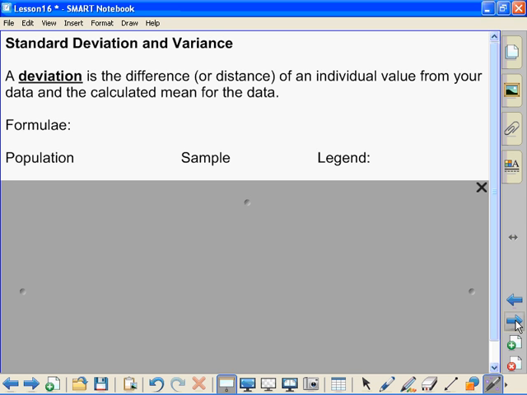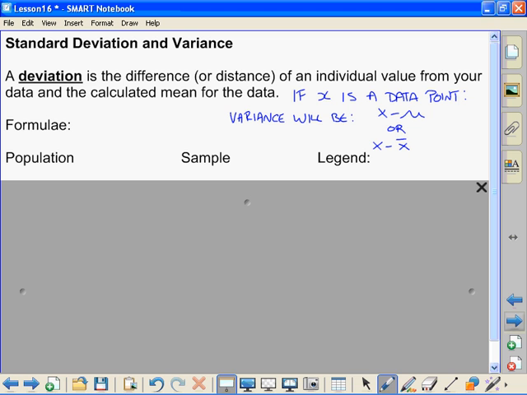A deviation is the difference or distance of an individual value in your set of data from the calculated mean for the data. What does that mean? If x is a data point, whatever, 40, 45, 70, your deviation will be x minus mu, if we're talking about a population, or x minus x bar. So there's our deviation from the central data.